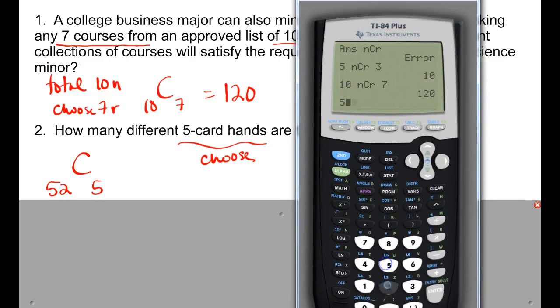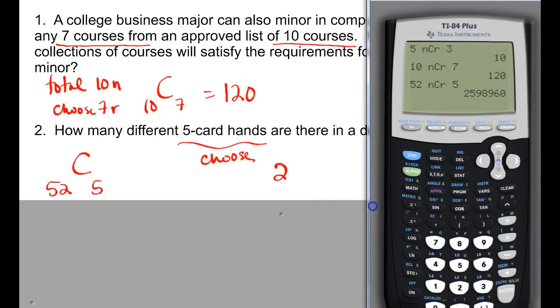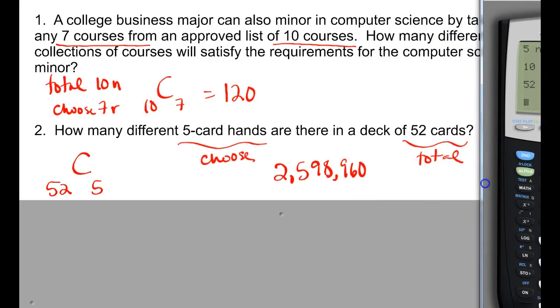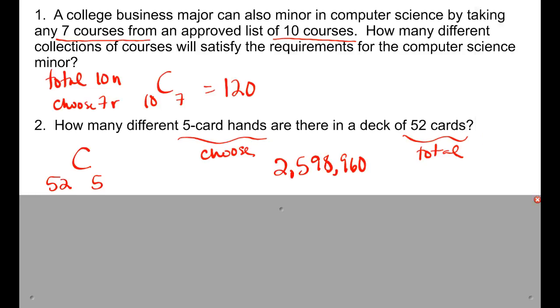So first number, 52, math, go to your probability, go down to combinations. We're going to choose them 5 at a time. Ooh, good guess. So we have 2,598,960 different hands of 5 cards. Okay.